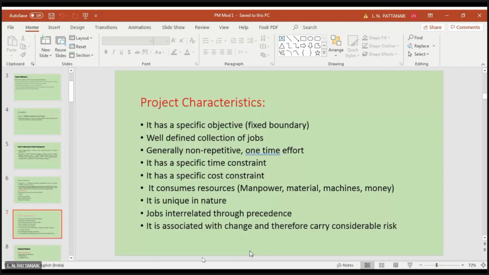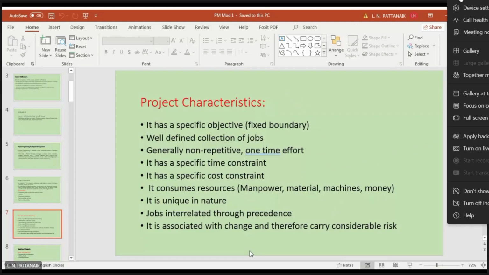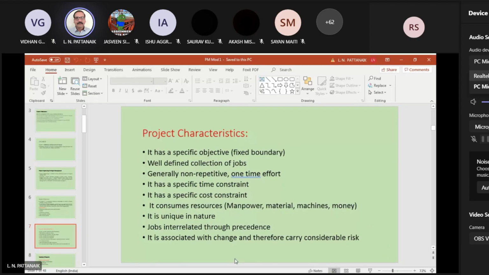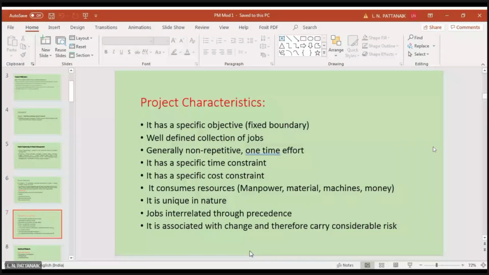So it has a cost constraint. Depending on the cost, you have to plan and you have to execute the project. It's not like you will spend whatever you like. Maybe that can be your personal project, which may not exactly fall into the project category. But otherwise, they definitely will have a cost constraint, and the project manager has to fulfill that. Okay, this next point I already talked about: it consumes resources, right?